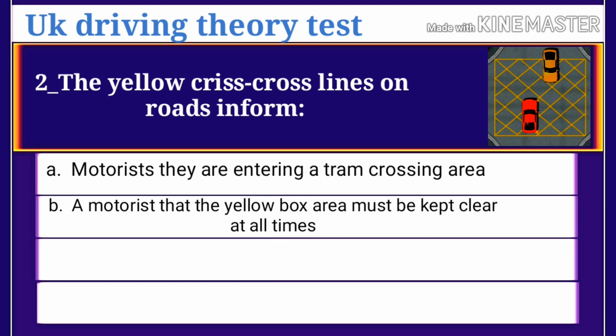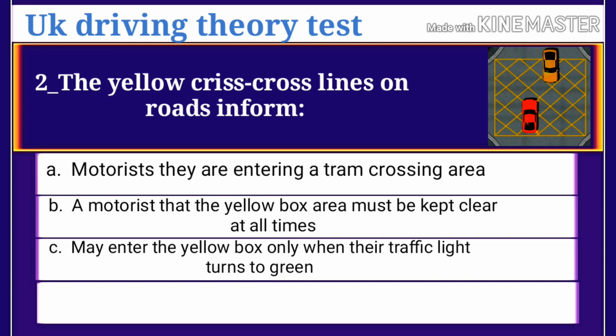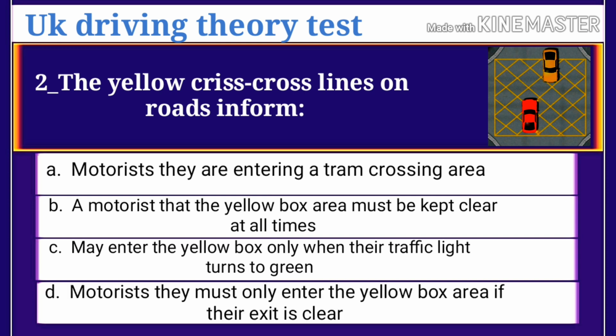A. Motorists must keep the yellow box area clear at all times. C. May enter the yellow box only when their traffic light turns to green. D. Motorists must only enter the yellow box area if their exit is clear. The correct answer is D. Motorists must only enter the yellow box area if their exit is clear.